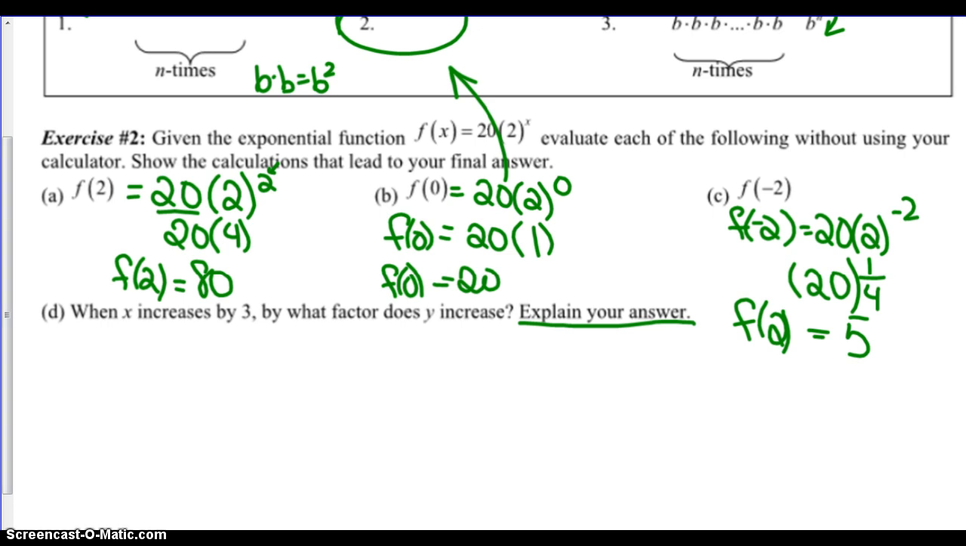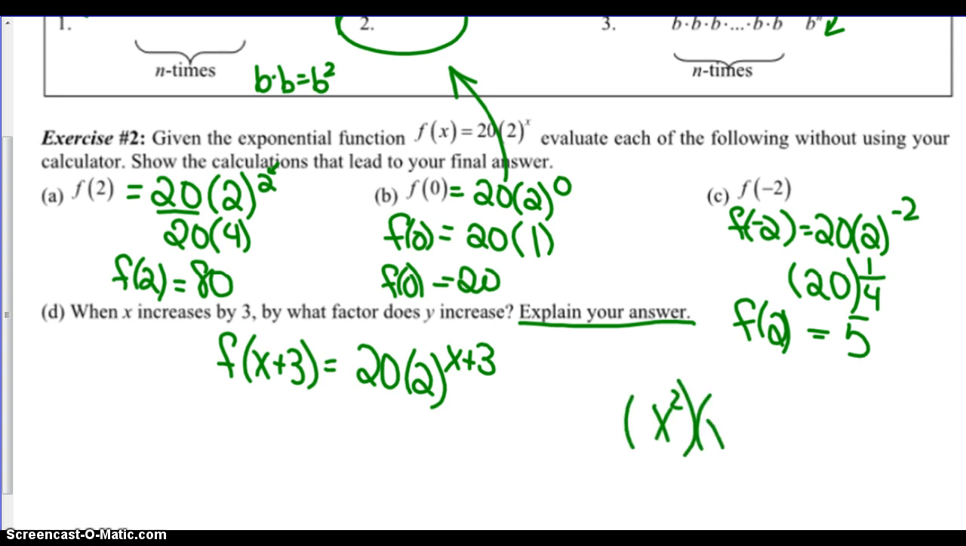And I'm going to plug in that I'm going to increase x by 3. So that would be f of x plus 3. So 20 times 2 to the x plus 3. And now, as we're thinking about it, if we looked at something at a similar level, like let's just say x squared times x squared, we know that that would be x to the 4th because I add the exponents when I'm multiplying the bases. So I could write it like that.